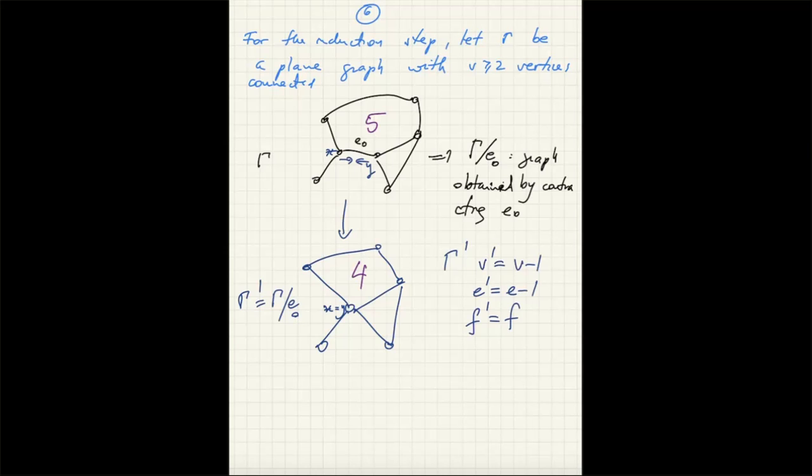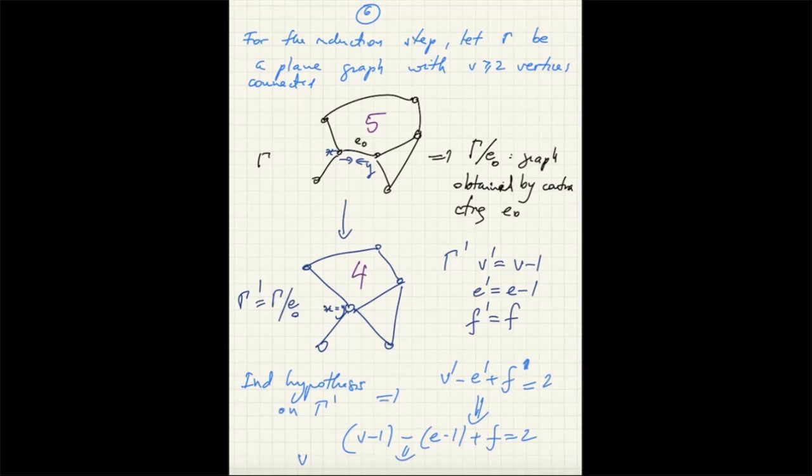But now, by the induction hypothesis, on gamma prime we have that V prime minus E prime plus F prime equals 2, which gives us, if we replace those numbers, V minus 1 minus (E minus 1) plus F equals 2, which tells us that V minus E plus F is 2.